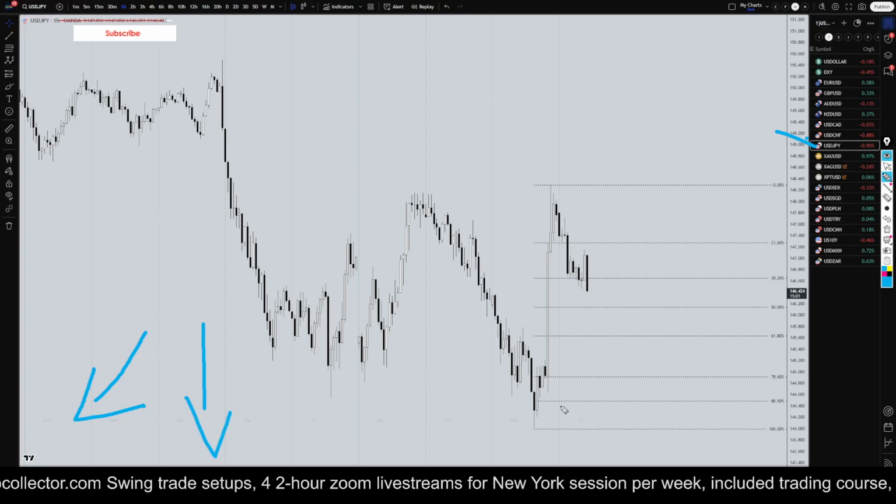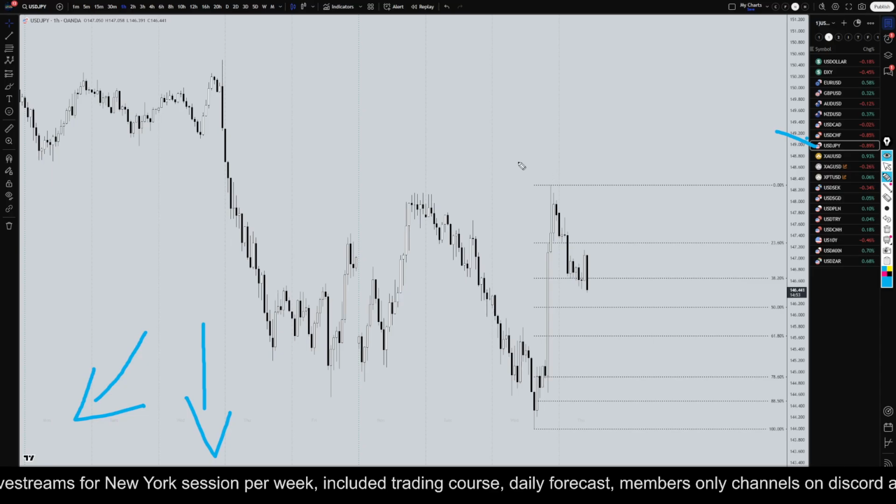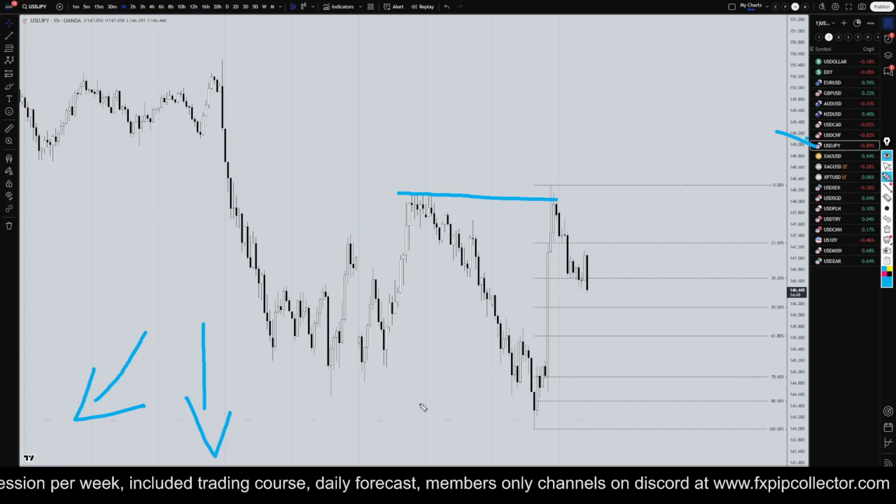So, anyways, the US dollar yen made a really strong move up late yesterday, most likely because of the tariff news for China that came out yesterday. 125% tariffs on China is pretty significant. We did go up and we did make a break of structure.